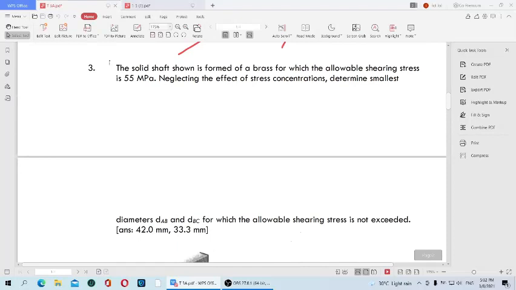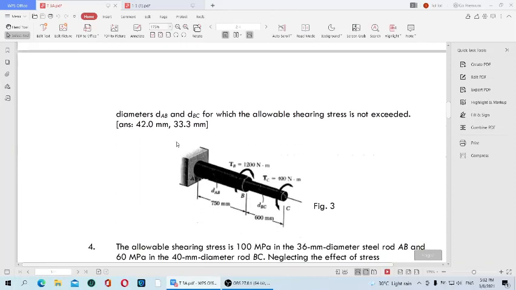So, the solid shaft shown in form of a brace for which the allowable shearing stress is 55 megapascal. Neglect the effect of stress concentration. Determine the smallest diameter DAB and DBC for which the allowable shearing stress is not exceeded. Being given the answers, the first one will be 42 millimeter, and the second 33.3 millimeter.